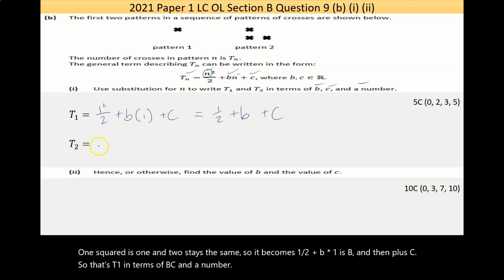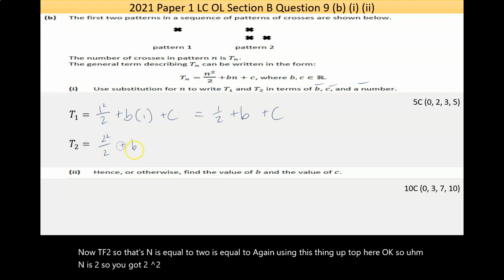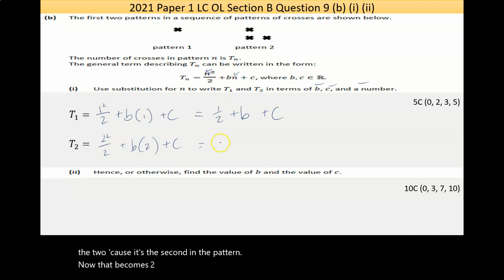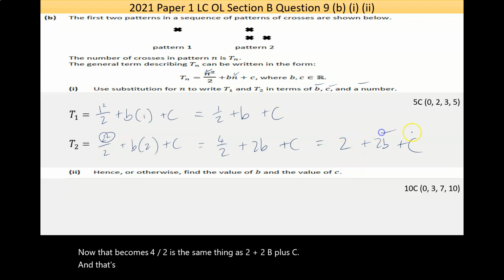Now T of 2, so that's n is equal to 2, again using this expression up top, n is 2, so you get 2 squared over 2 plus b times 2 plus c. So again, for the n in both places, I've substituted the 2 because it's the second in the pattern. Now 2 squared is 4. That becomes 4 over 2 plus b times 2 is 2b plus c. Now 4 over 2 is the same thing as 2, plus 2b plus c. And that's in b, c, and a number.